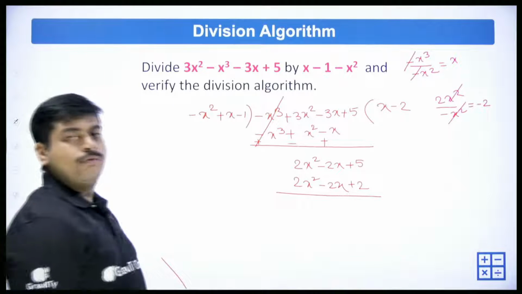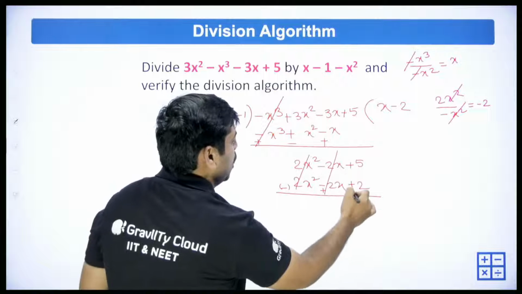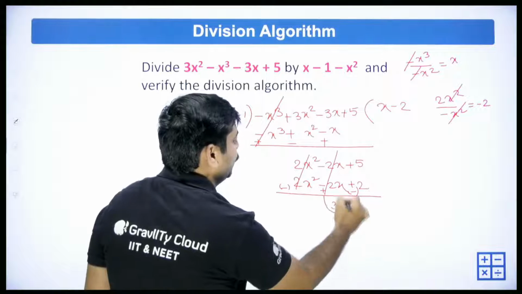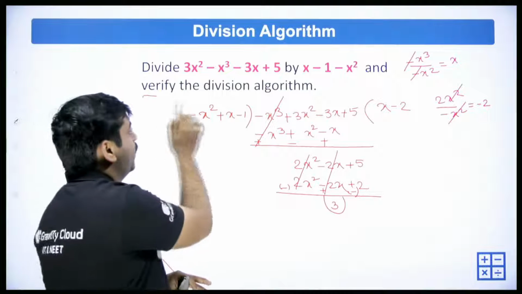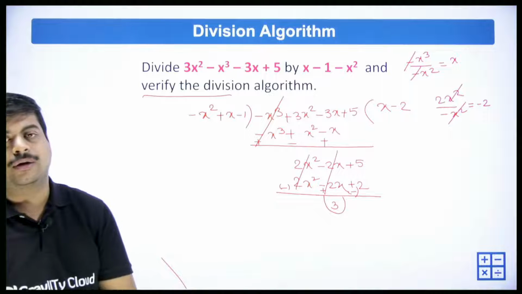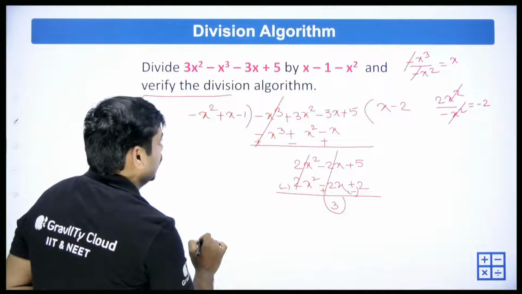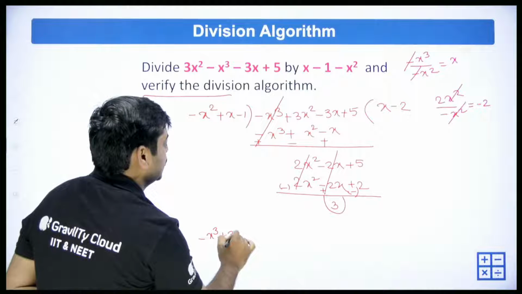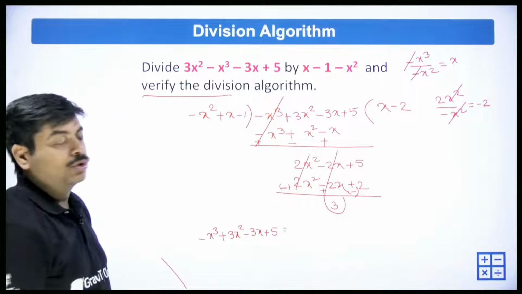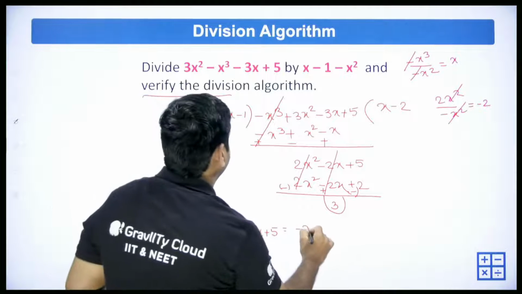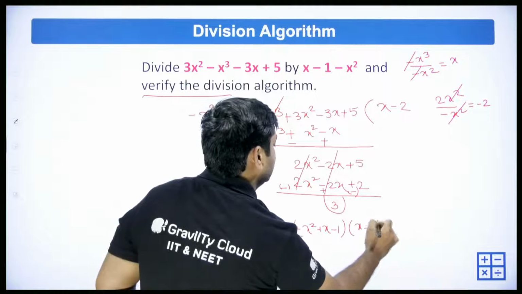So if you subtract these two, what will we get? These two terms get cancelled. 5 minus 2 will give you 3. That is the remainder. But the question is, verify the division algorithm. We need to verify whether it is correct or wrong. P of x, that dividend minus x cube plus 3x square minus 3x plus 5 should be equal to divisor into quotient plus the remainder. So this is minus x square plus x minus 1 into x minus 2 plus the remainder 3.